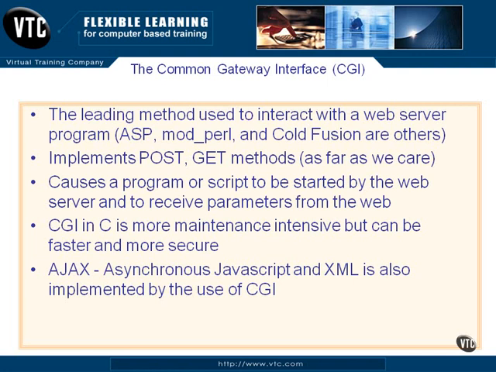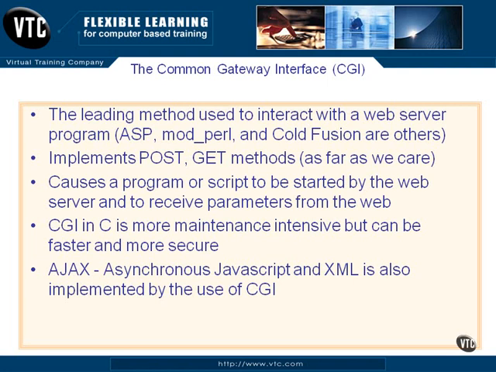Now, what really happens here is this CGI causes a program or a script to be started by the web server, and then that program or script, in our case a program, will receive its parameters through the standard in. All we have to be able to do is to listen to the standard in, we know how to do that, and be able to write to the standard out, and we know how to do that. So we have the skills that it takes to write a piece of CGI code.